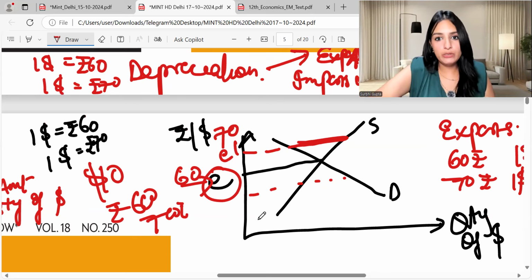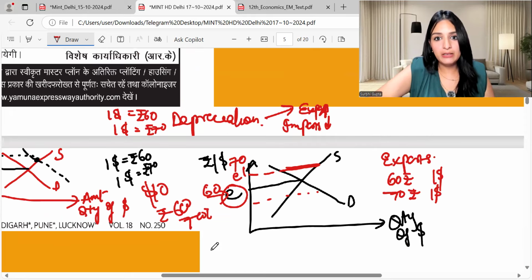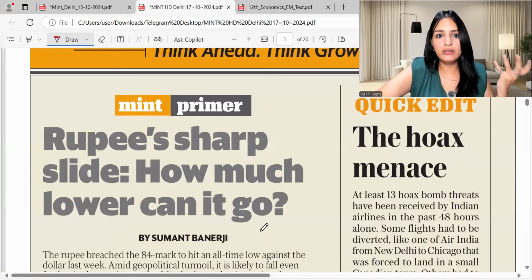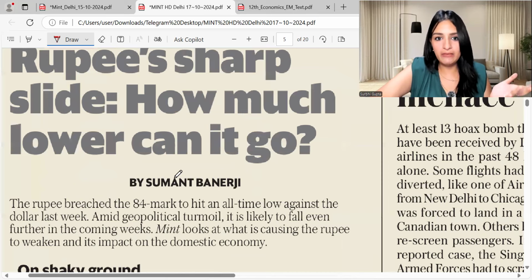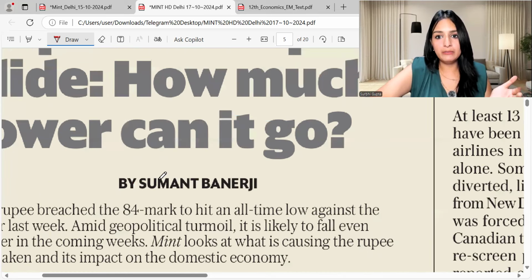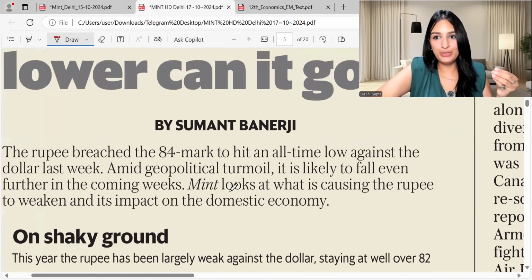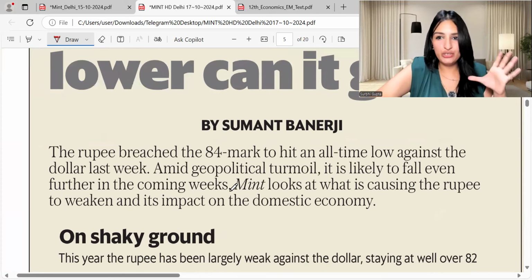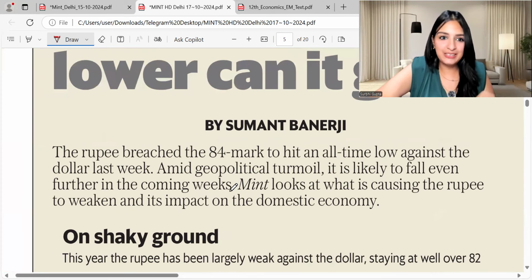All right. So that was important. That is why I picked up this article. This article in itself was not that important because rupee is anyway getting depreciated, but I wanted to explain the basics. That was the reason. Okay, let's quickly finish off this article now because you know the basics.